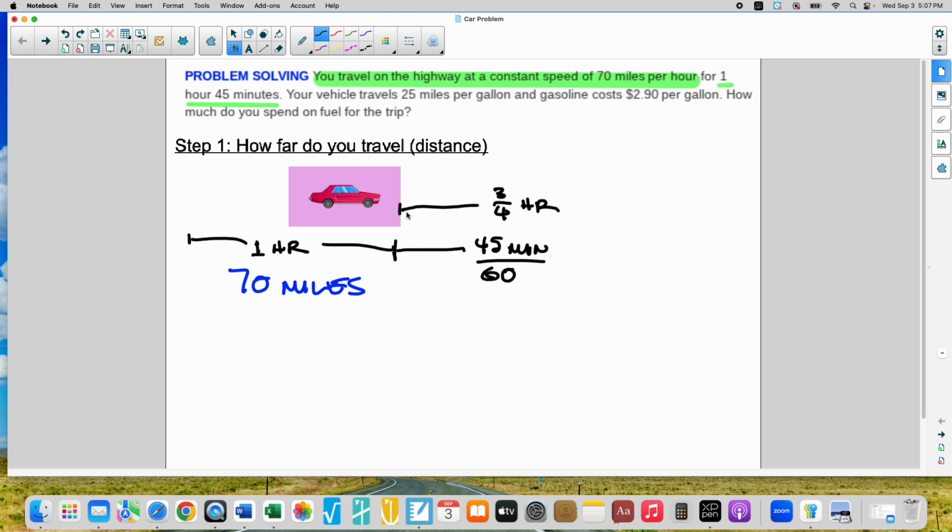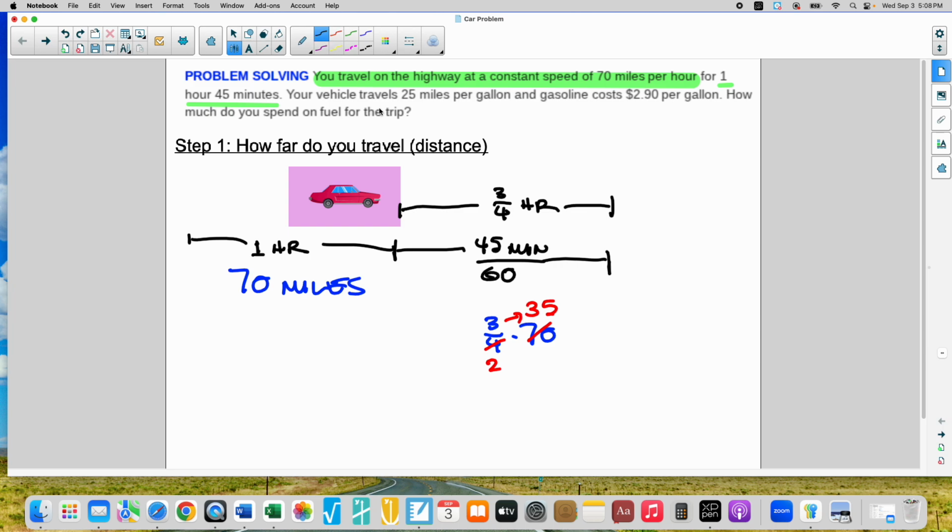And there lies one of the tricks that they will do to you. So we need to do 3/4 of 70. So we're going to have to do that math. 3/4 times 70. We're going to cross cancel. 2 goes into 4 2 times. 2 goes into 70 35 times. And now we're going to multiply.